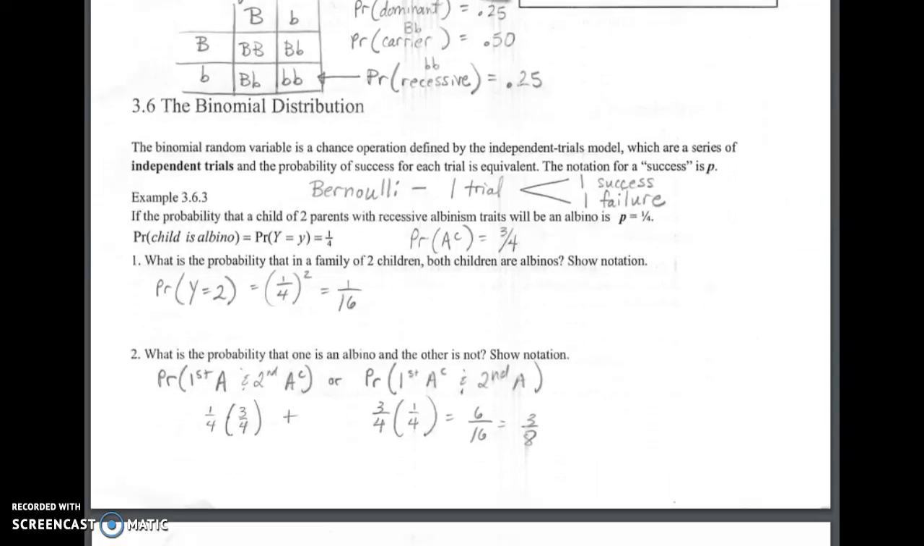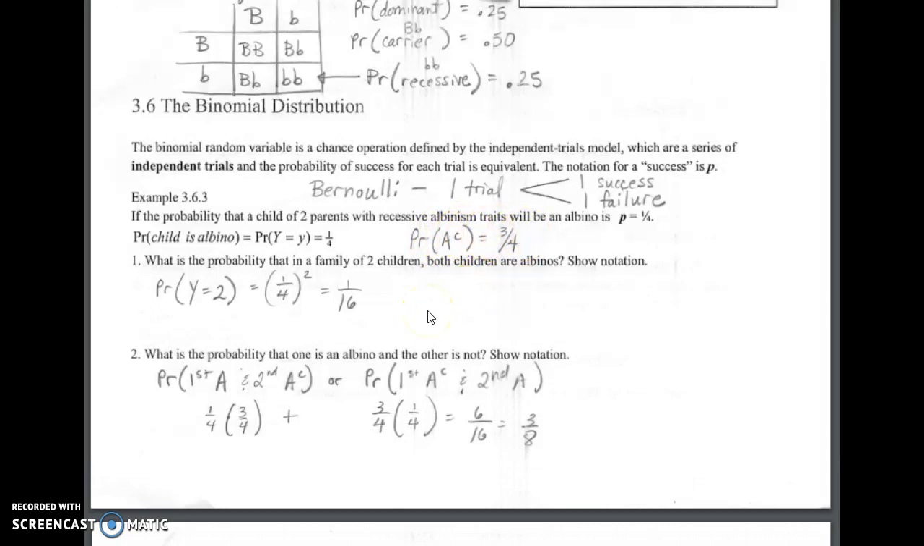So going back to the dominant recessive, this is example 3.6.3. Suppose the probability that a child of 2 parents with a recessive albinism trait will be an albino is 1/4, 0.25, like we set up here. The notation for that: the probability that our random variable y is equal to y, being the outcome albino, is 1/4. And of course the probability of not being albino is the complement of that, which is 3/4.